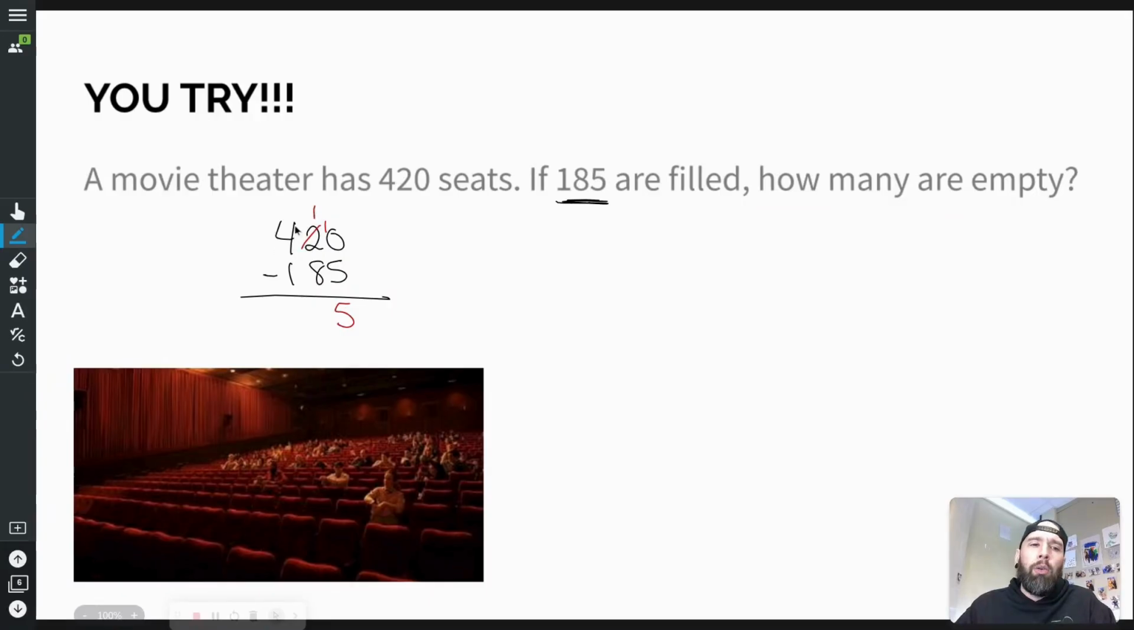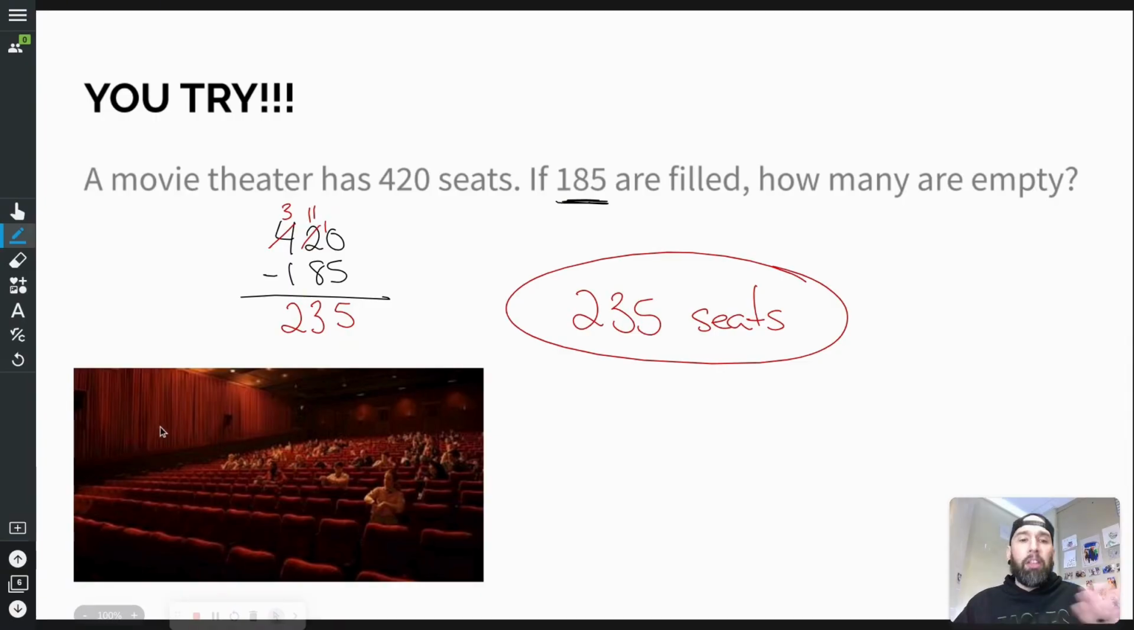1 minus 8 can't do it. Let's borrow and make the 3 a 3 and this a 11. 11 minus 8 is 3. 3 minus 1 is 2. So 235 seats are going to be empty. This makes sense. If I were to add the empty seats to the filled seats, we would get that many total seats, which is the amount of seats in the theater.